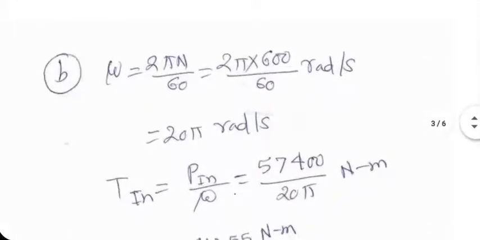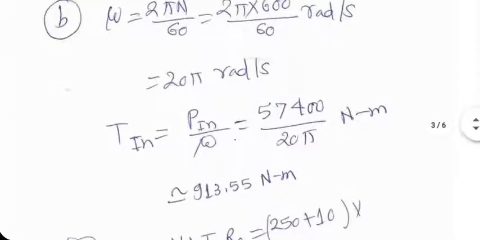So you calculate omega first by using this equation. It turns out to be 20 pi radian per second. Then input torque will be simply input power divided by omega. And the units are Newton meter. So your answer turns out to be 913.55 Newton meter approximately.